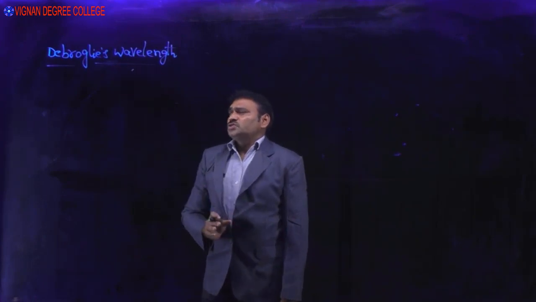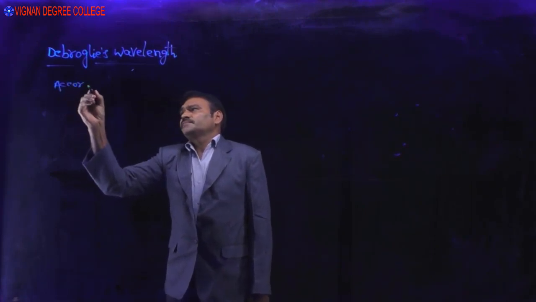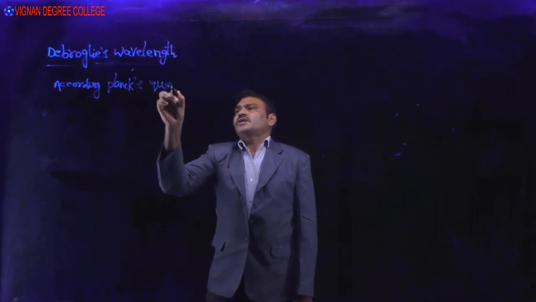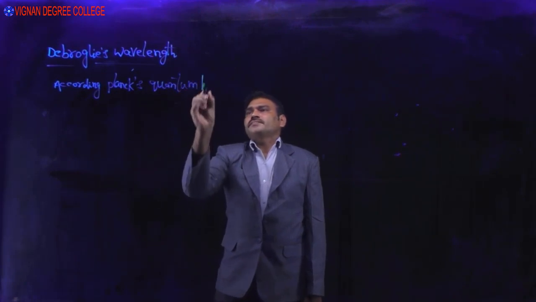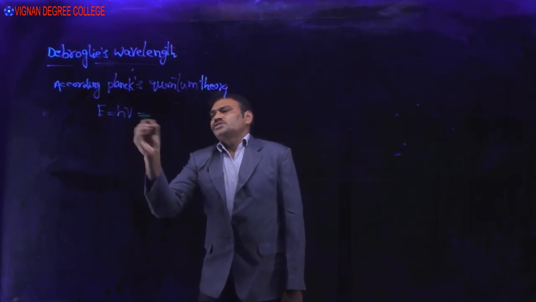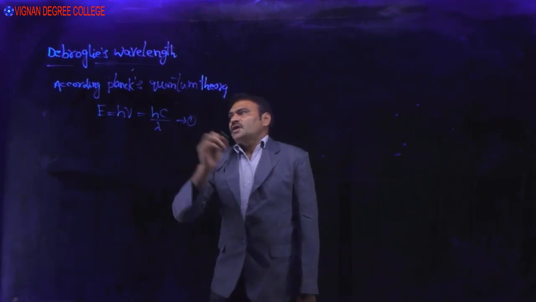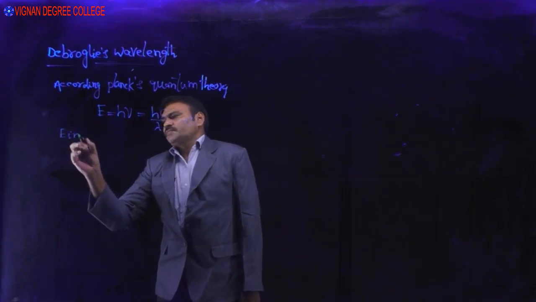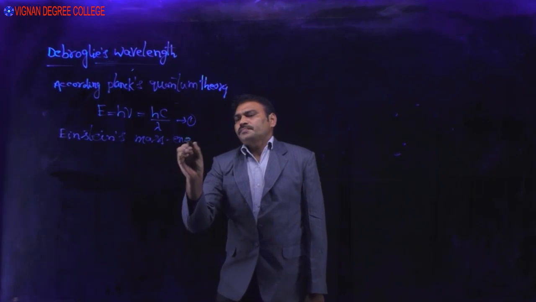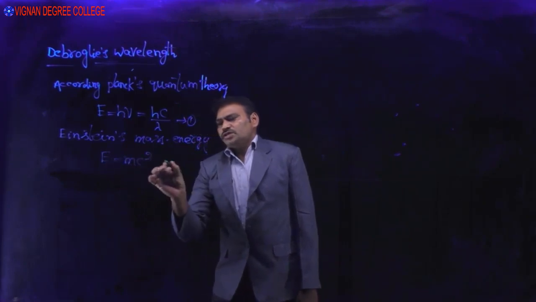For the wavelength we use two equations. First, according to Planck's quantum theory, the energy of the photon is given by E is equal to h nu, where nu is the frequency. So E is equal to hc by lambda. This is equation 1. Another is Einstein's mass energy equivalence relation, E is equal to mc square. This is equation number 2.